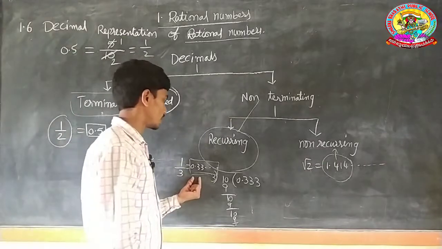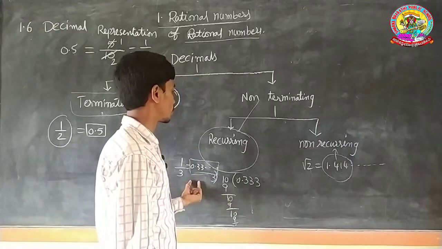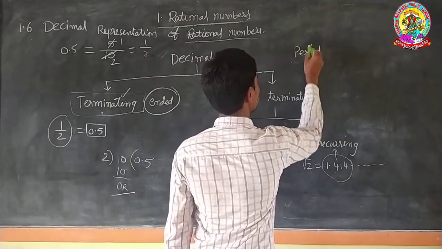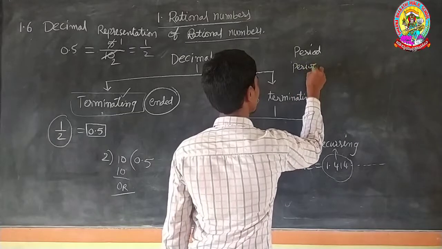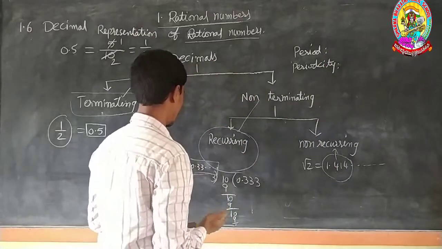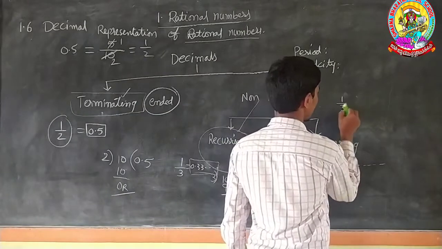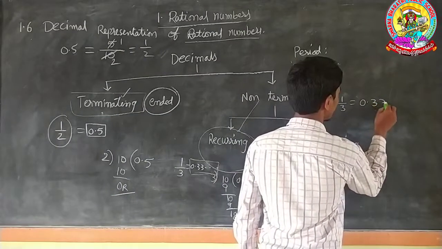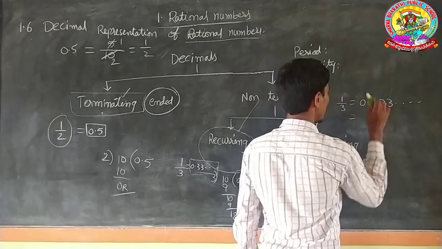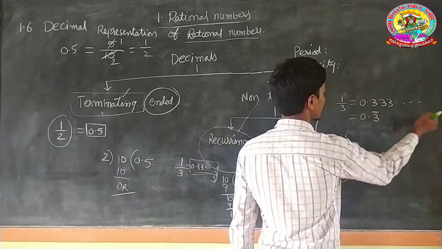Here, what is the case of a non-terminating decimal? To convert a non-terminating decimal, you should learn about 2 topics, that is period and periodicity. In the decimal form of 1/3, the answer is 0.3333 repeating. Here which number is repeating? 3 only is repeating. So that's why you should keep 3 bar. Bar indicates the number is continuously coming.